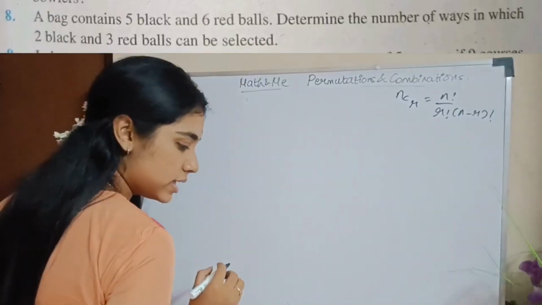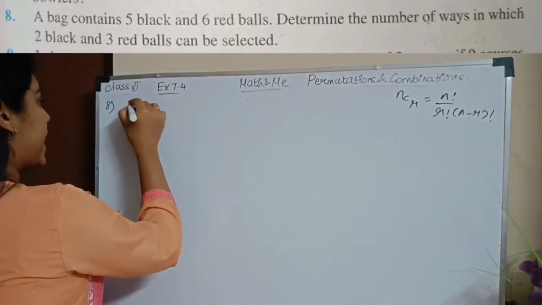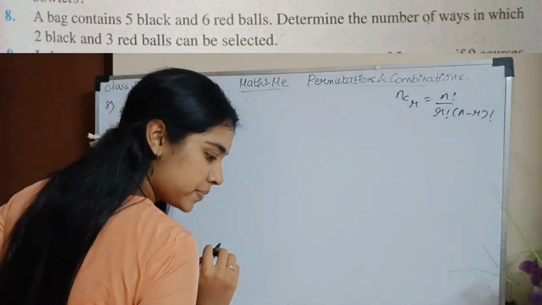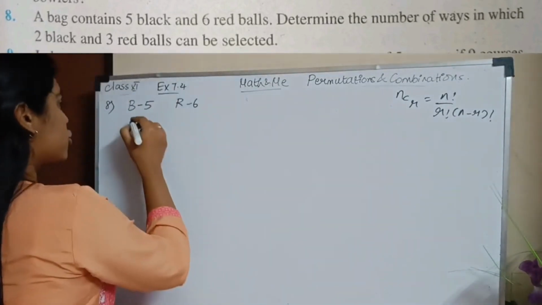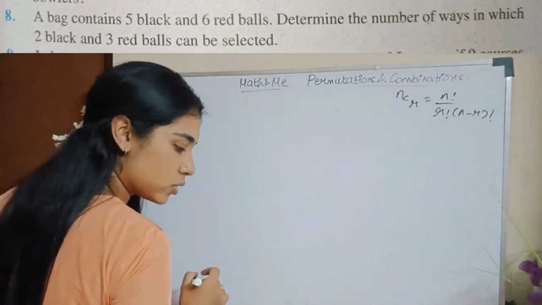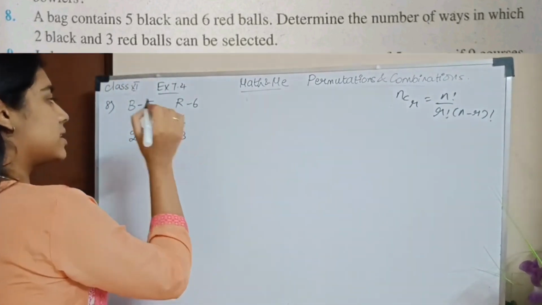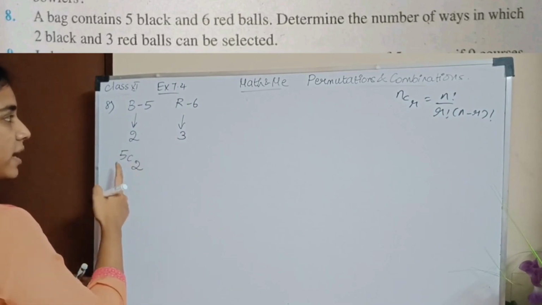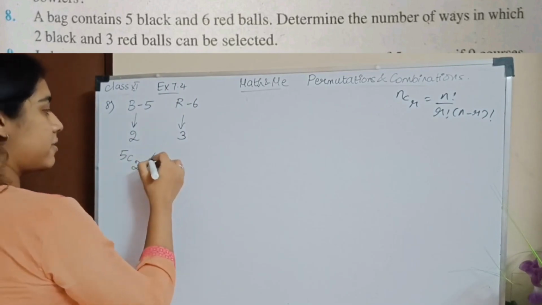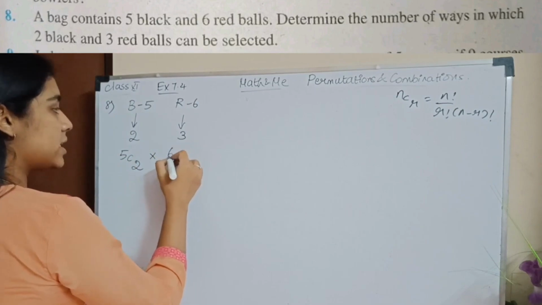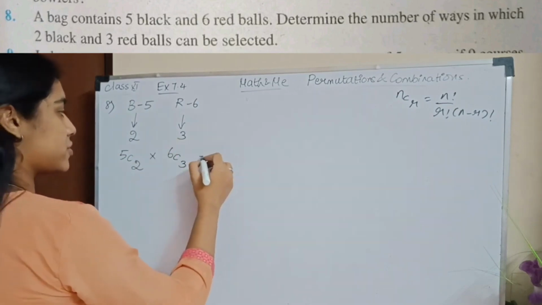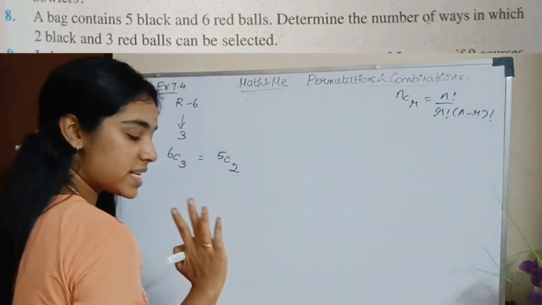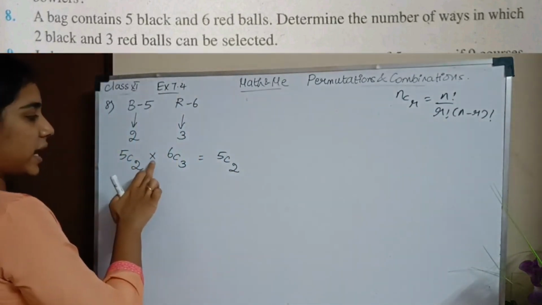Question number 8. A bag contains 5 black balls and 6 red balls. Determine the number of ways in which 2 black and 3 red can be selected. So how can I choose? 5 choose 2, choosing 2 black from the 5 balls that I have, and choosing 3 balls from the 6 balls that I have. So it will be 5C2, and it is an AND, 2 black and 3 red.